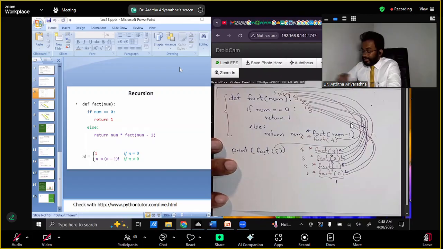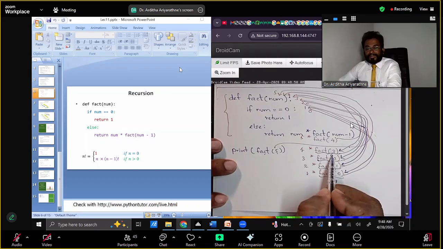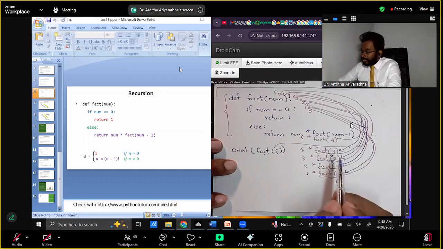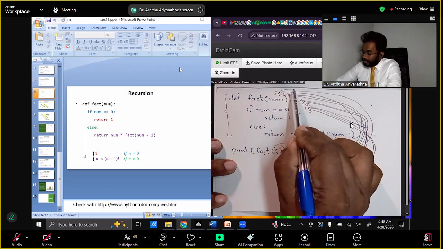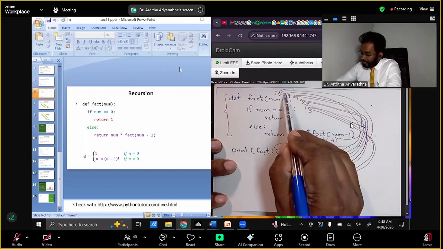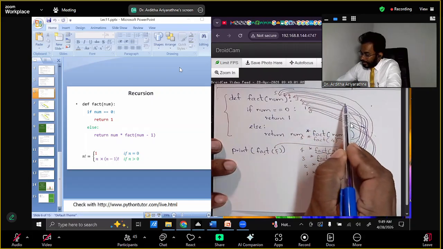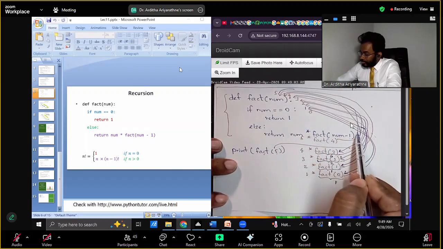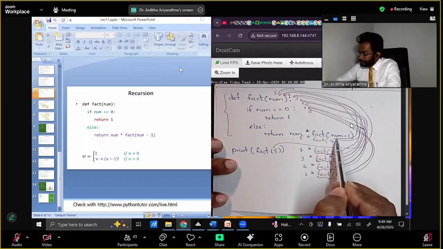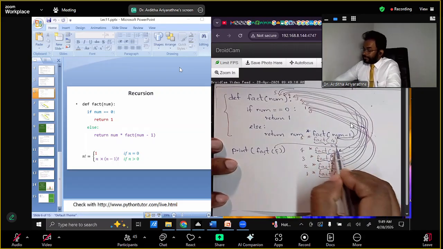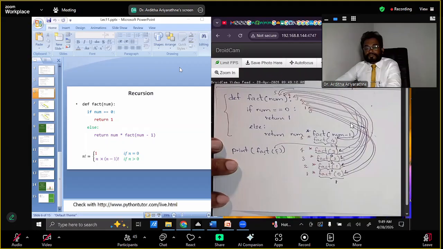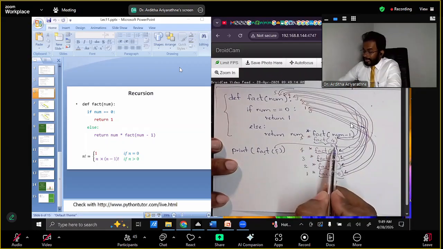Right. Then 4 multiplied by 6 means 24. So we are returning this one, and coming to here, for this one this is 24. Then 5 multiplied by 24, it's 120.